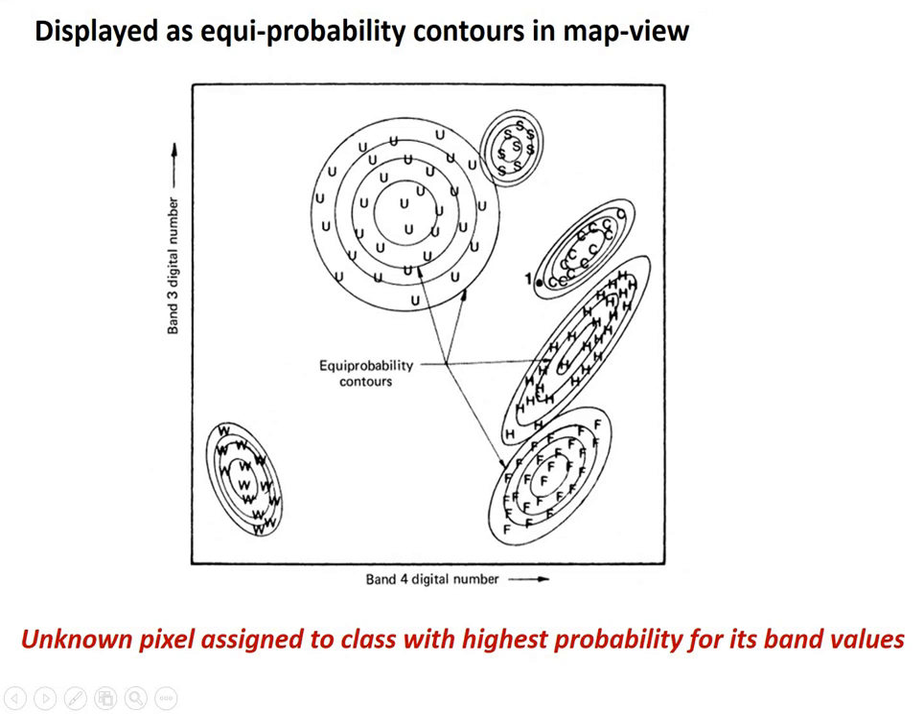And here's another view of that exact same figure, except now we're looking down on it and we've converted it into equiprobability contours. Okay, so each of these circles is a probability contour. This one might be, for urban, like a 30%, 20%, 10%, and 0% probability of being part of the class.